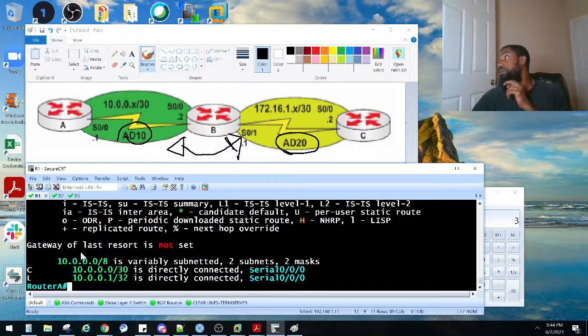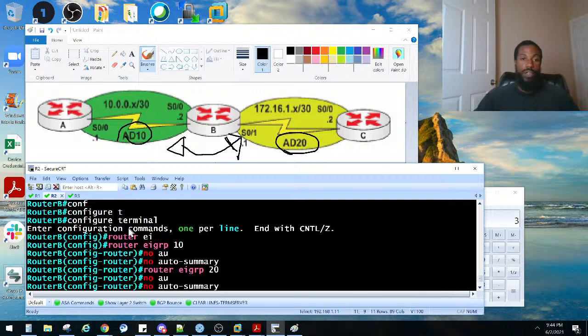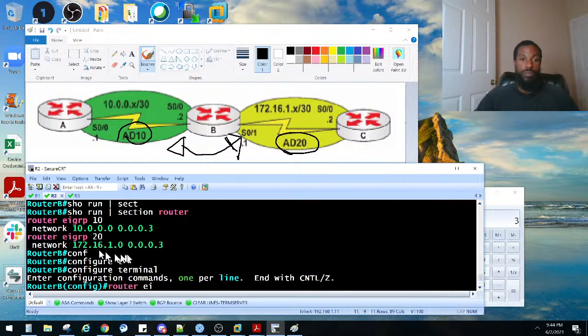Serial 0/0. Oh, 0. Oh, let me see. 0.10. That right there. That interface right there is participating in EIGRP 20. Right? Right over here. Anything in the 1.0 network, put it in the EIGRP 20.